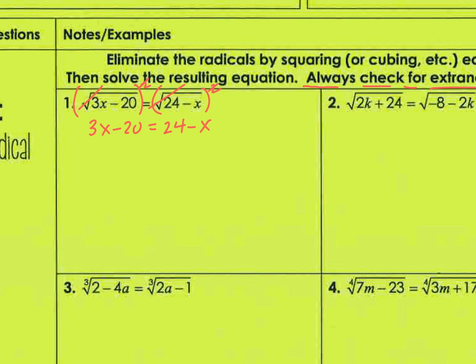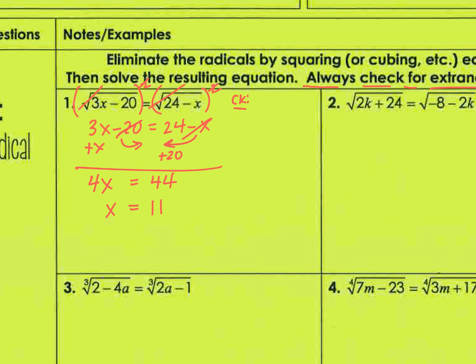So now to solve this one, we're going to move the x over to the other side and add x here. We're going to move this to the other side and add 20 on this side. So we end up with 4x on this side. And so we divide both sides by 4 and we get x equals 11. So now we have to check it.